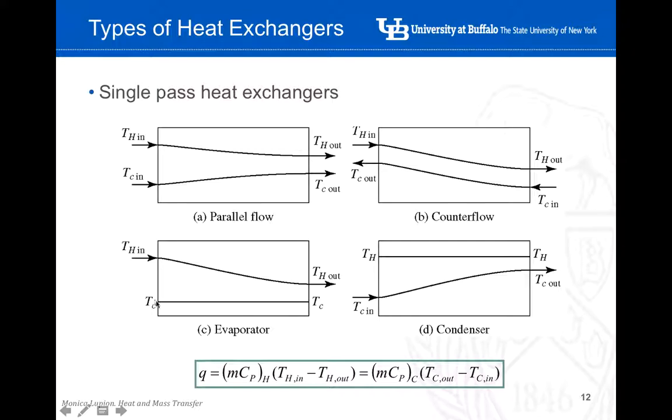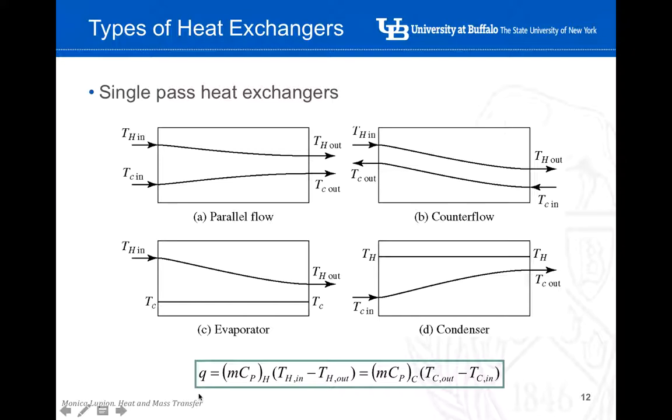It's very clear here that the temperature of the second fluid is constant, so there is only a change of phase. Same here with the condenser, so the hot fluid is changing from gas to liquid, but there is no variation in the temperature. In all these four cases, we can apply the energy balance and we will get the same equation.